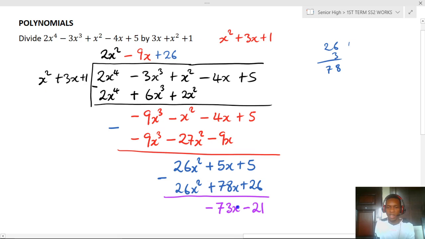So once the degree of x is lower than the one here, it cannot go. So that means our value when dividing this is what? 2x squared minus 9x plus 26, remainder minus 73x minus 21. Thank you.